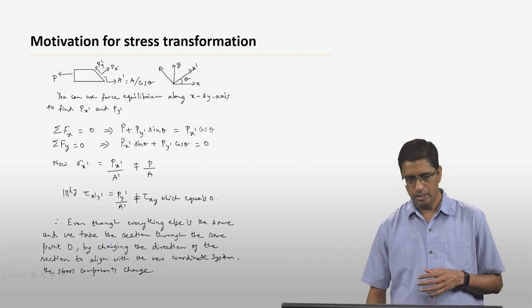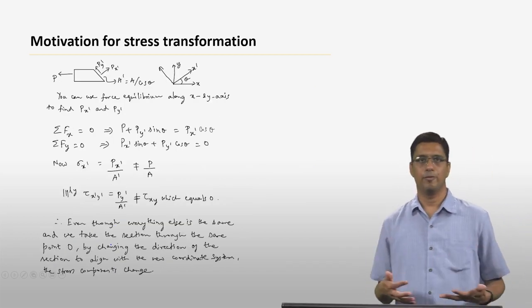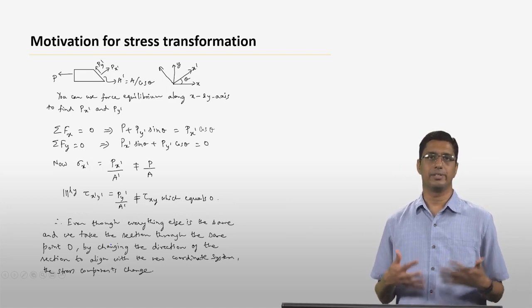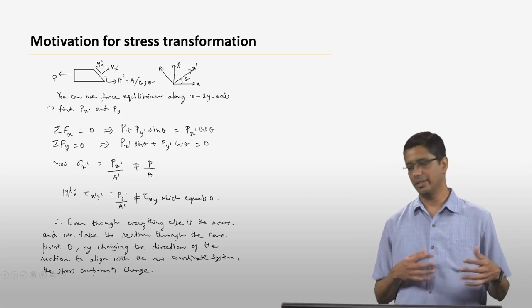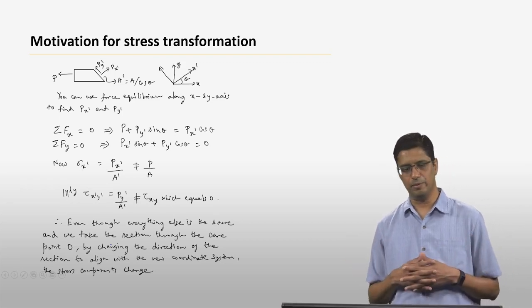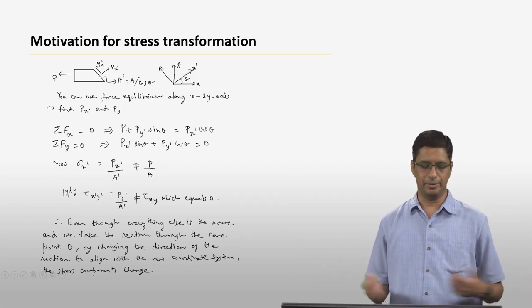Now, looking at it again, you can figure out what these forces Px prime and Py prime are by using force equilibrium. You can say sigma F, the sum of all forces along the x direction, for example, is 0, and the sum of forces along the y direction is going to be equal to 0.